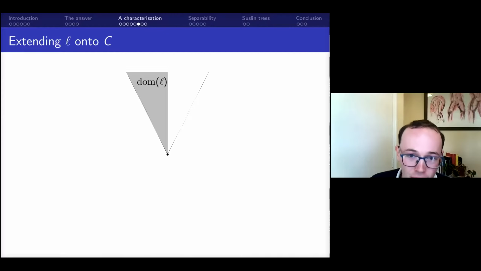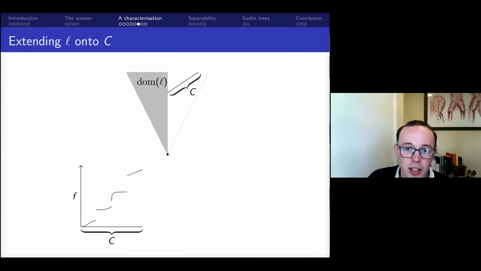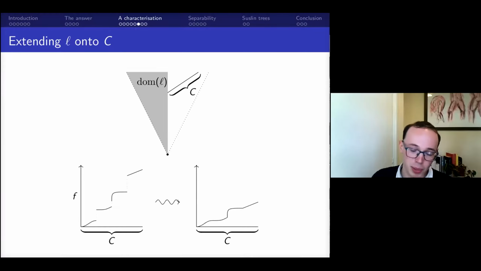So here's the picture. We have our tree, and at the bottom we have the root node, and then we have this L, and it's not defined on the whole of the tree. It's just defined on this shaded in section here. And then we find some maximal chain C, which is outside of the domain. And then if we look at what F does on this chain, it's going to look maybe like this, when we have a bunch of jumps. And then what we do is we just find something which lies below all these jumps and extend L like this. Of course, in general, the jumps could be dense, so this picture is not representative of the general case. But we can always find this continuous monotonic function, even when we have dense jumping.